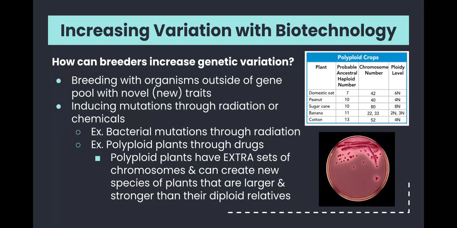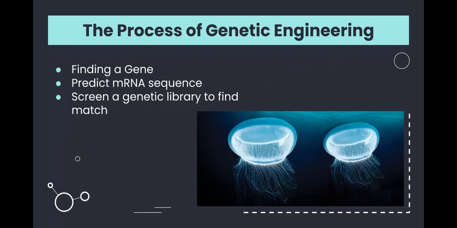larger than their relatives. There are a couple processes for genetic engineering. First, you've got to locate the gene and then predict the mRNA sequence that's going to give you that gene. And then you've got to be able to screen a genetic library to find this match. And this is not easy. It's like finding a needle in a haystack, but the technology has gotten better.